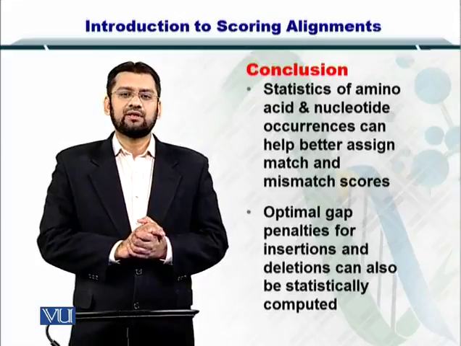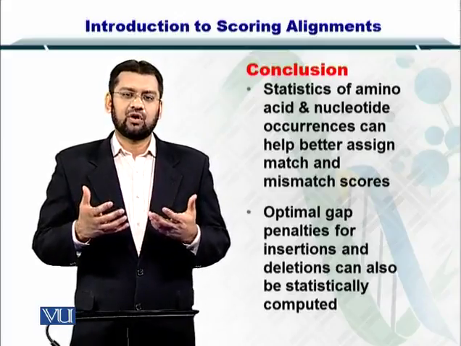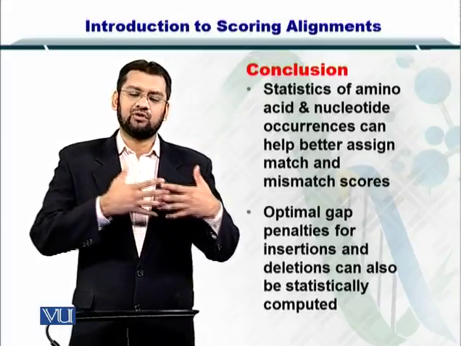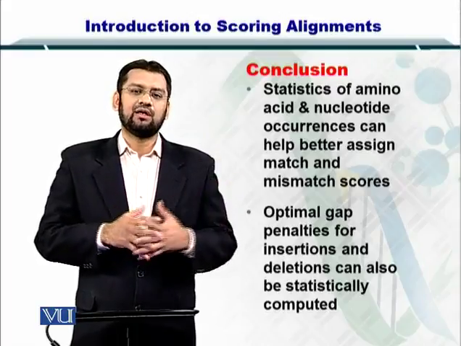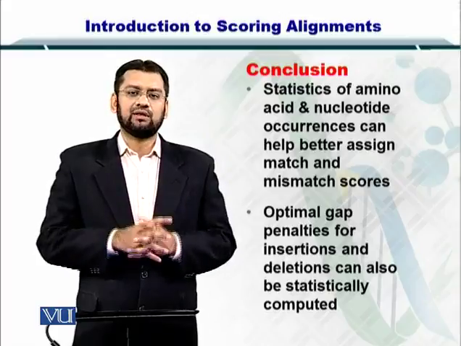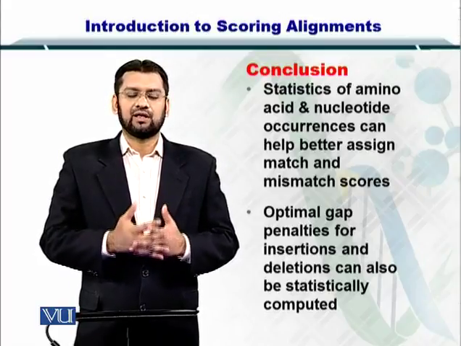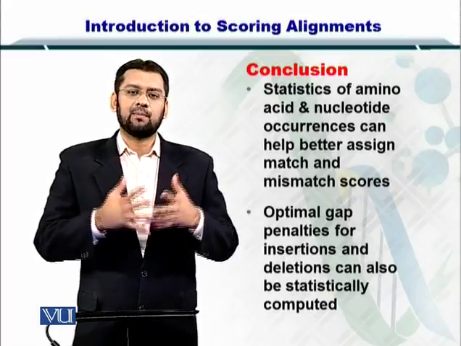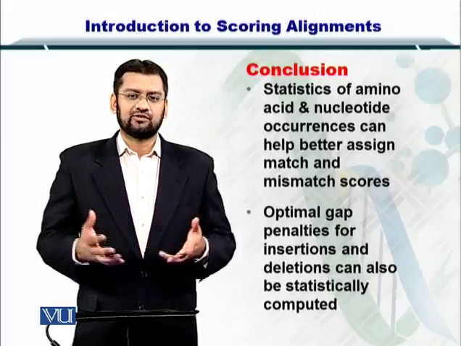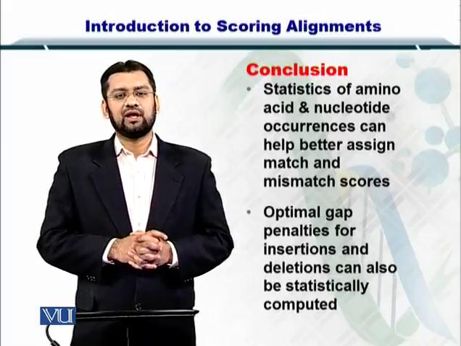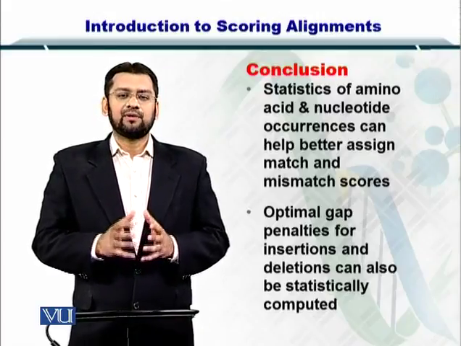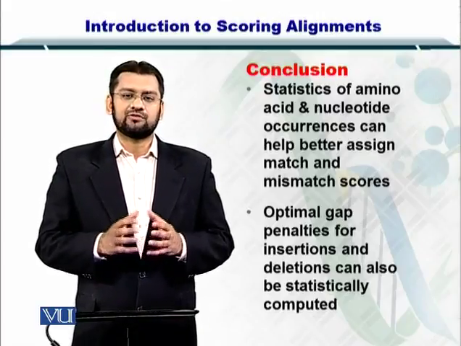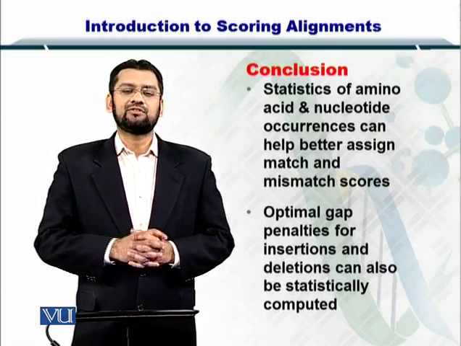So in conclusion, such statistics of how many times a nucleotide has occurred and how many times it has been replaced within similar sequences can lead us to construct better scoring schemes in the local and global alignments. And also optimal gap penalties can be constructed by looking at these statistics.